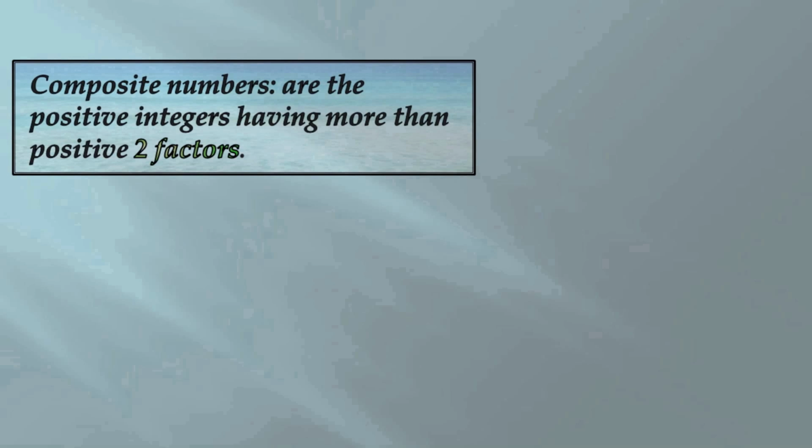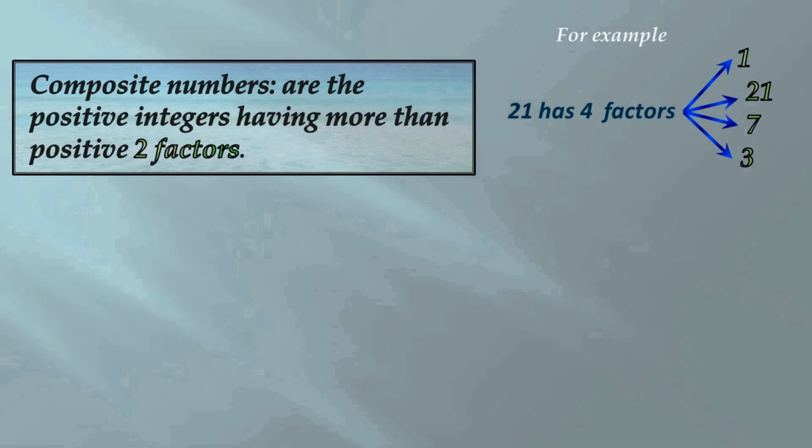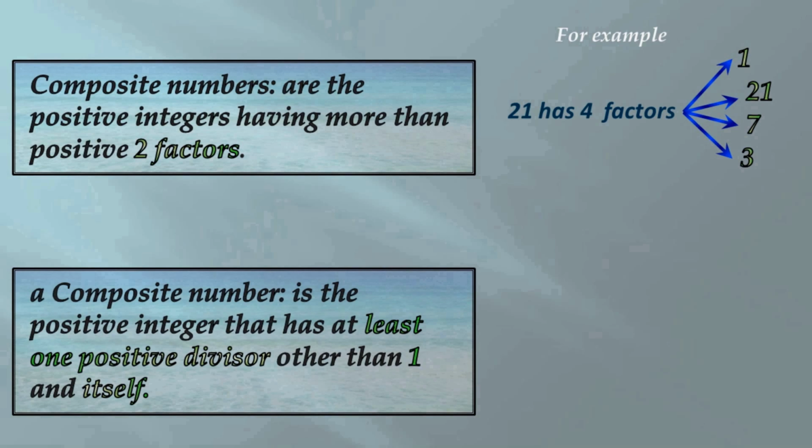Composite numbers are the positive integers having more than two factors. For example, 21 has four factors, 1, 21, 7, and 3. Likewise, a composite number is a positive integer that has at least one divisor other than 1 and itself. As you can see, 21 has four divisors.